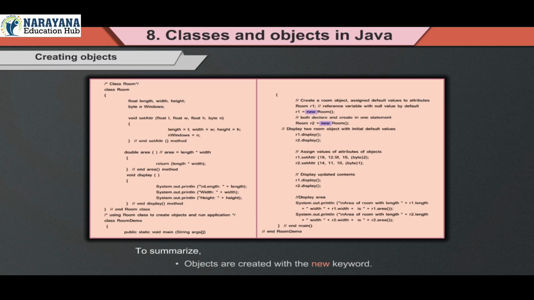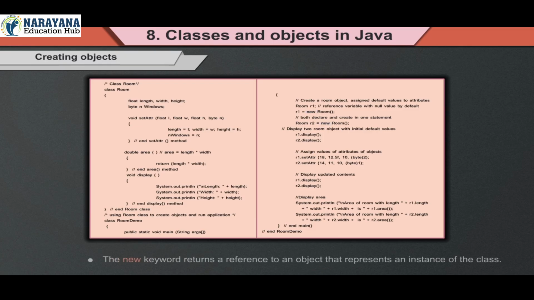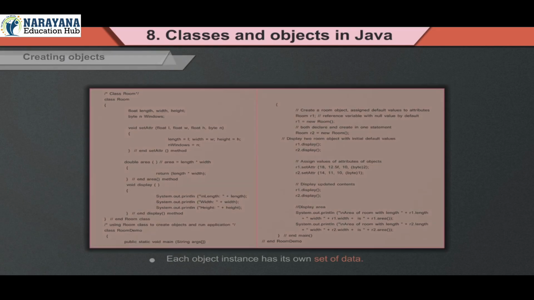To summarize, objects are created with the new keyword. The new keyword returns a reference to an object that represents an instance of the class. All instances of a class are allocated memory in a data structure called the heap. Each object instance has its own set of data.